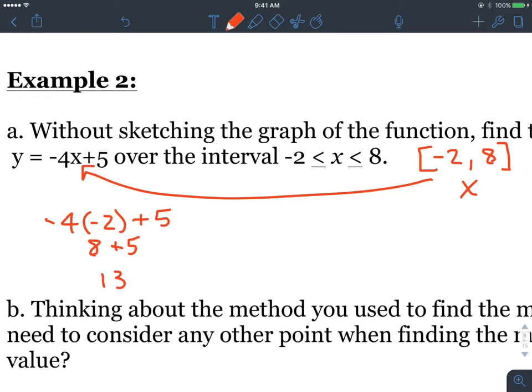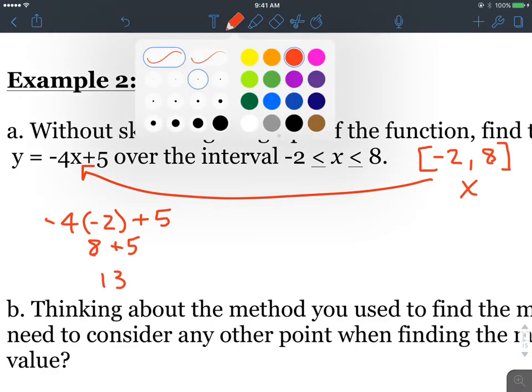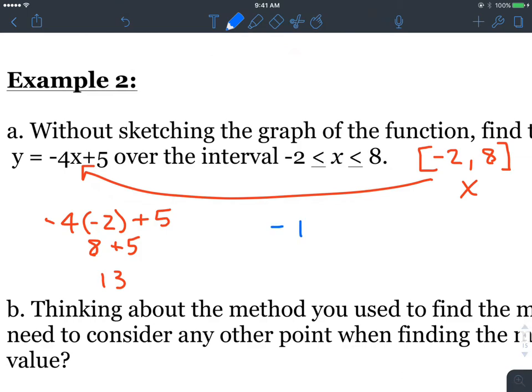And then the next one here, I guess switch colors just for kicks. So we got -4 times 8 and then plus 5. I think that's -32 plus 5. So I guess that'll be, what's that, -27. I'm in summer mode here, I have to think a little bit.